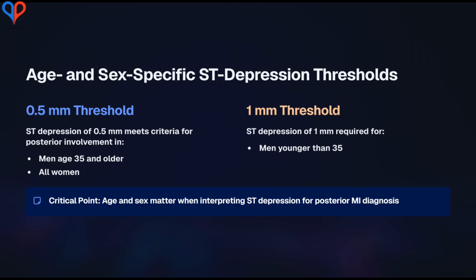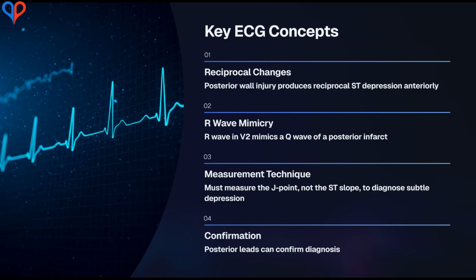Posterior infarcts are nuanced enough that major societies acknowledge sex and age-adjusted diagnostic thresholds. ST depression of 0.5 millimeters is sufficient to raise suspicion in all women and all men older than 35. Younger men require a full 1 millimeter of depression because of more robust baseline voltages.